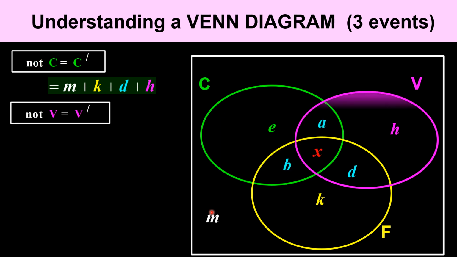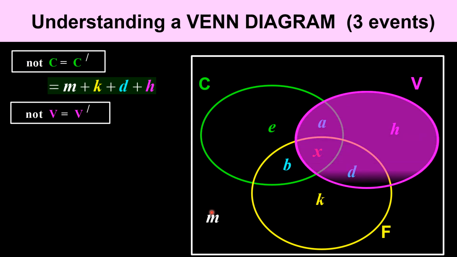Let's go back again. If I want not V, that means I don't want those elements, so take those elements away, and now you can just write down what is left. So not V would be those 4 parts there. It's going to be E, B, K, and M, and we find the sum, which gives us M plus E plus B plus K.